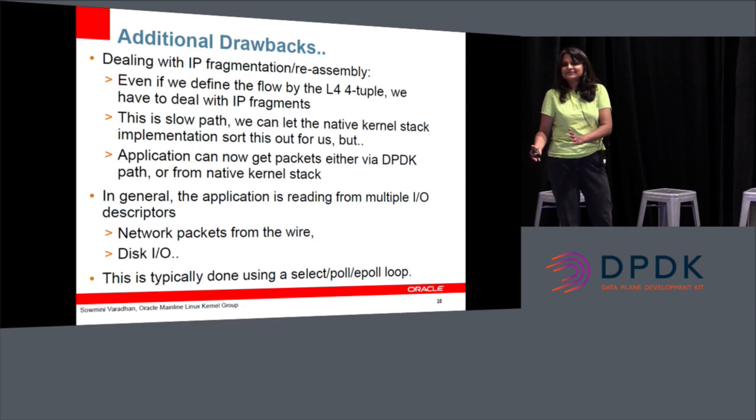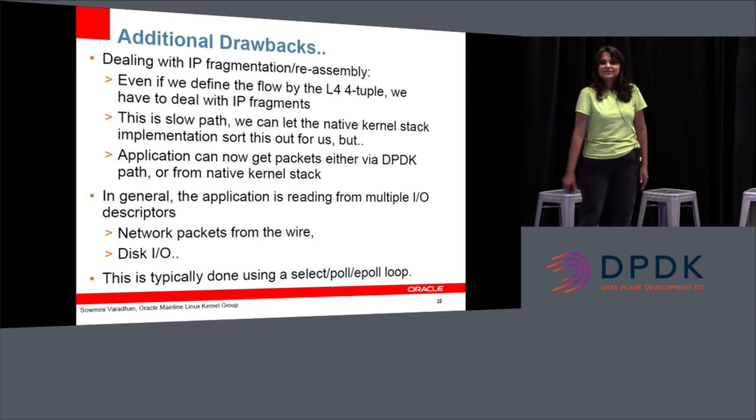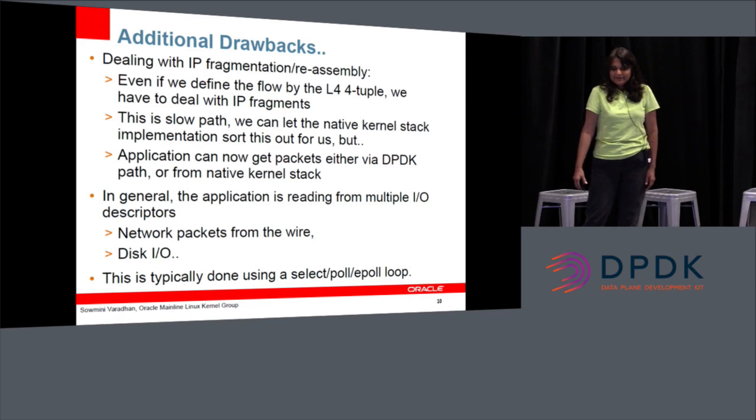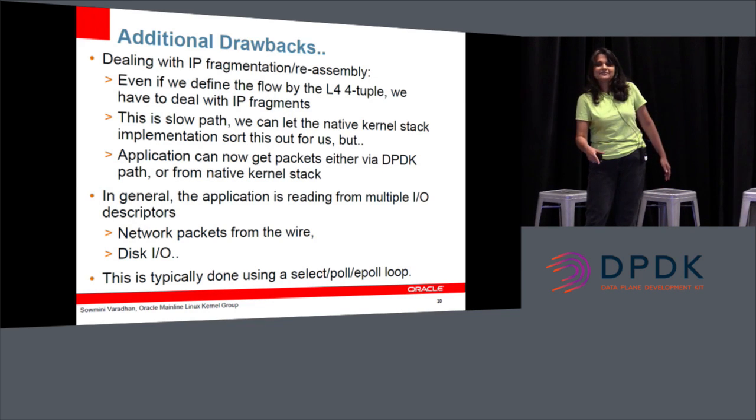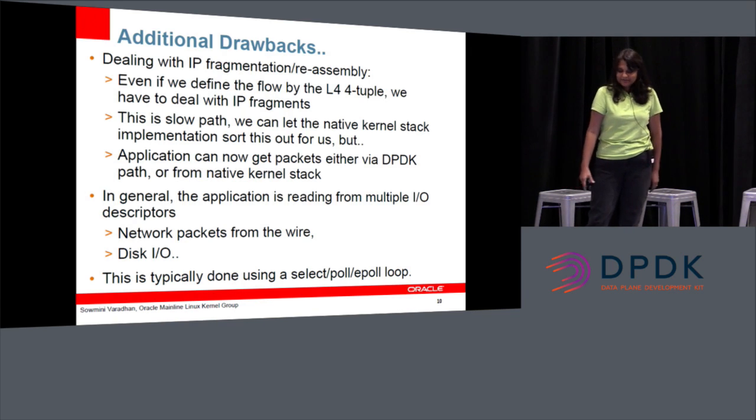Let the kernel reassemble it and let that go the slow path. Fix your fragmentation problem by fixing your network topology. But if you want to do that, your application has to now be able to straddle both the DPDK path and the Linux path, because it could get something that the kernel had reassembled, or it could get something that is coming up the DPDK fast path. So it needs to be able to straddle the boundary.